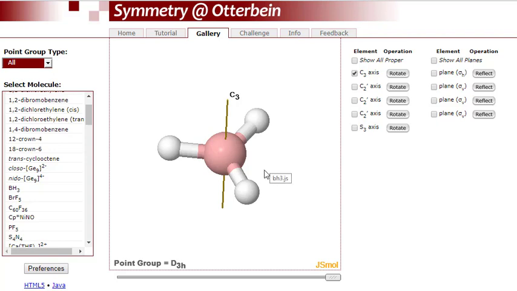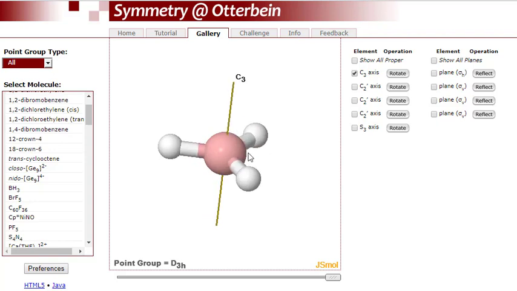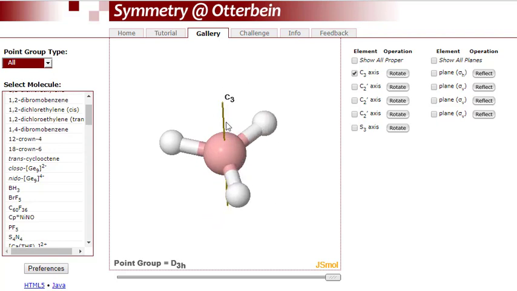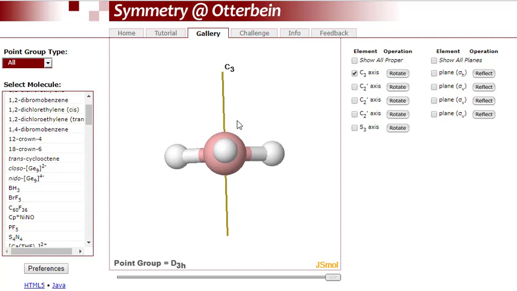Now, if we're looking at perpendicular, so this here is the principal axis, C3, the highest rotation axis, but we do have other C2s. So in this case, if you look down the HB bond, you'll see that this hydrogen here, if you were to rotate by 180 degrees, the hydrogen on the right goes to the left, and the hydrogen on the left goes to the right, while the atoms in the middle stay put.